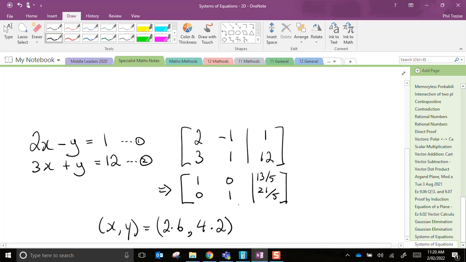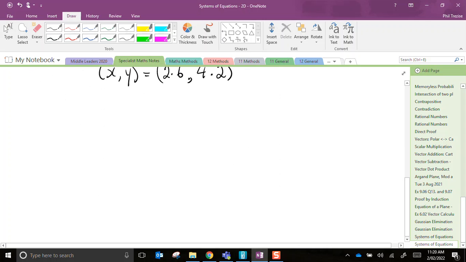Now, in terms of the matrix, we get leading ones on the diagonal, sorry, leading ones, what am I talking about? And then we've got the 0 here. That gives us our unique solution.